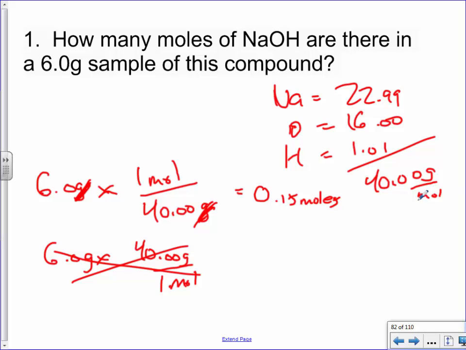Let's change the word moles to dozen, because maybe that makes more sense. You wanted 6 grams, and it costs 40 grams per dozen. How many dozen do you need? Well, you don't even need a dozen. You need way less than a dozen. So they're going to give you like 0.15 of a dozen. Only in chemistry we don't use dozen, we use moles. Is this something familiar that you guys have done before?